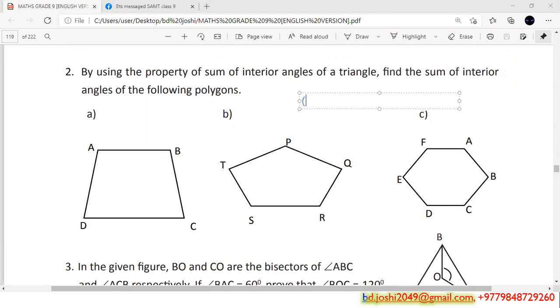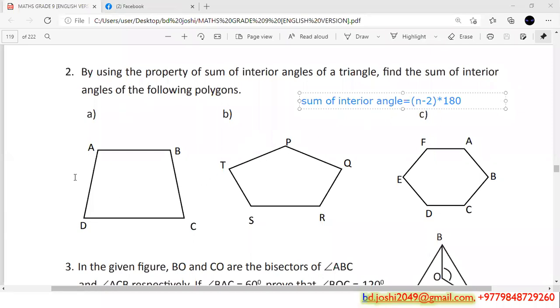So the formula to find the sum of interior angles is n minus 2 into 180 degrees. So use this formula to find the sum of interior angles. And what is the meaning of n? Number of sides.